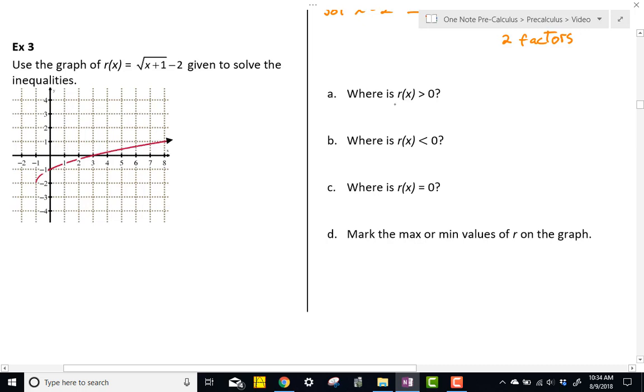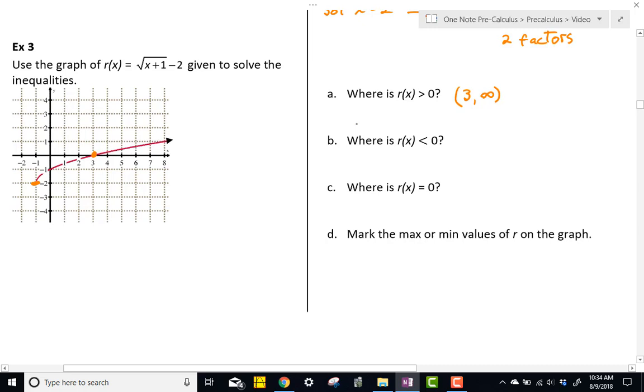Based on this graph here, you'll notice there's no arrow on the left-hand side, so this graph stops right here. There is an arrow, however, on the right side. So where is r of x greater than 0? It looks to me like it's hitting the number 3 on the x-axis, and then it's above the x-axis. So it's going to be greater than 0 from 3 to infinity. Okay? From the interval 3 to infinity.